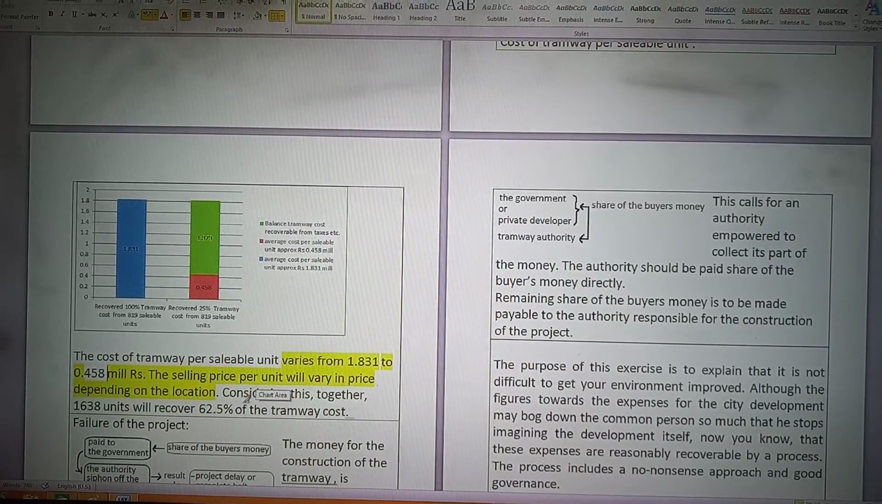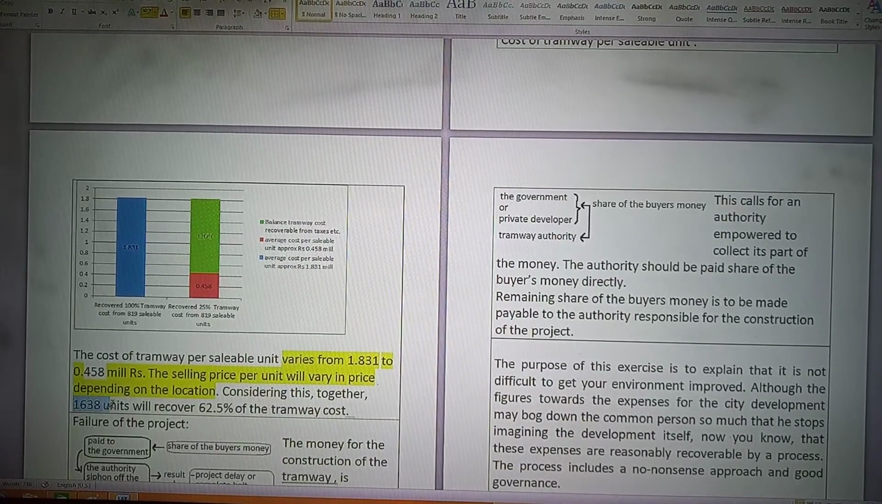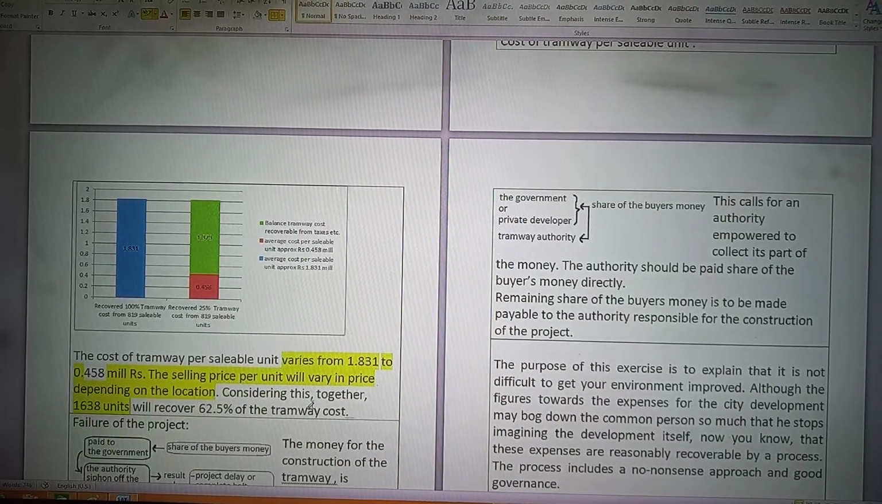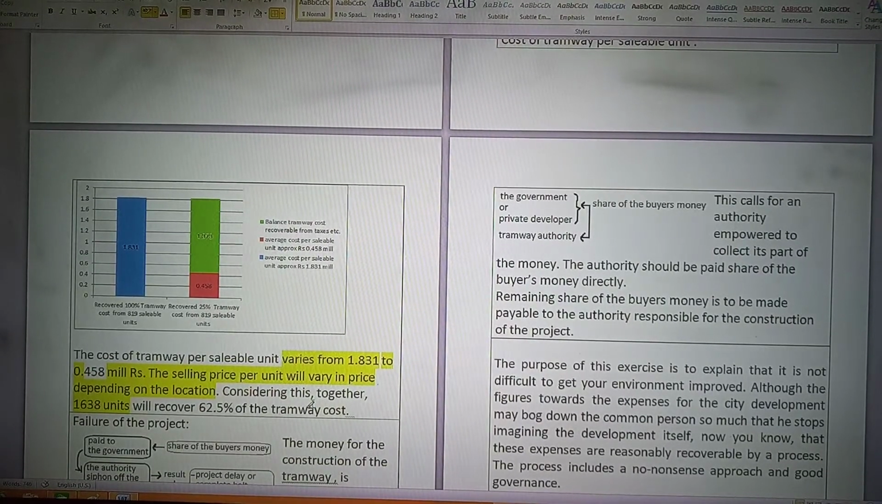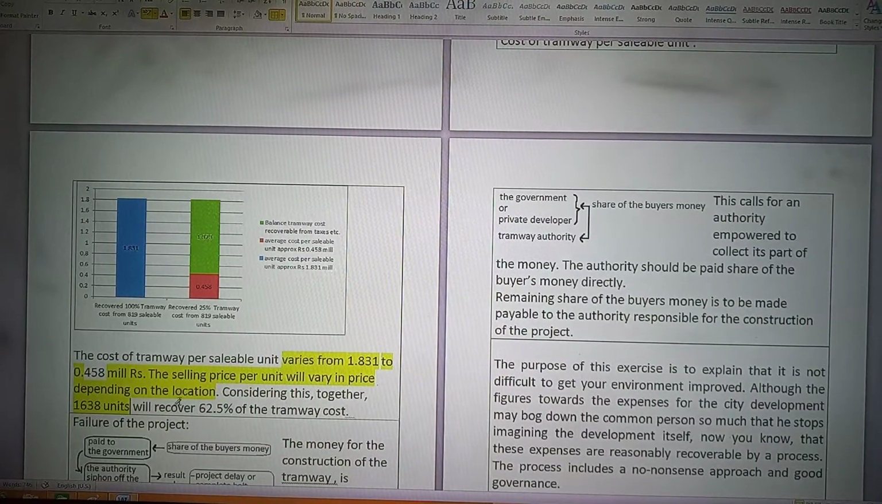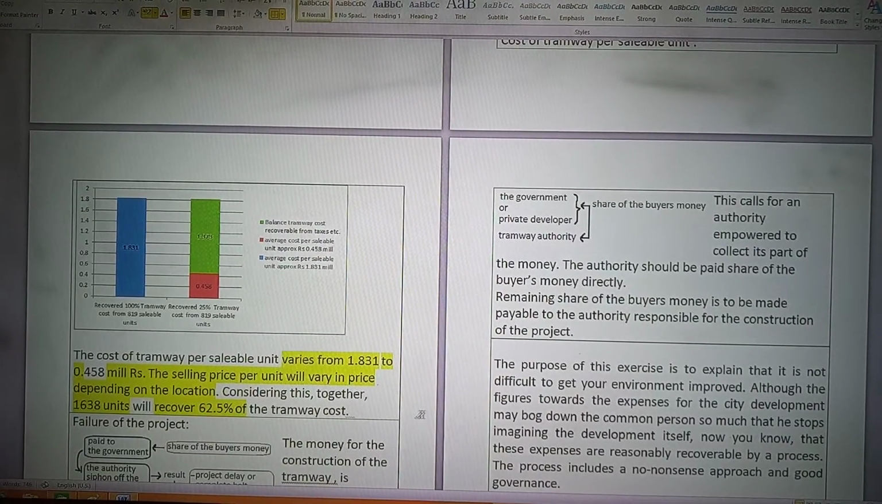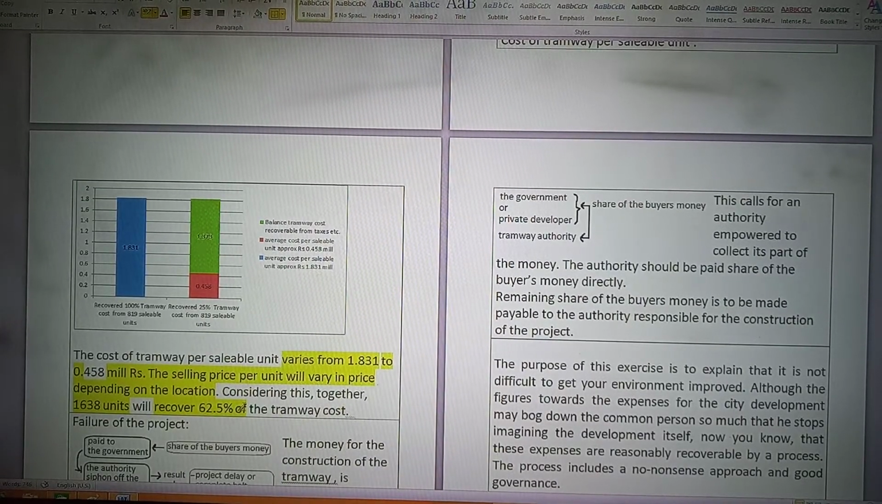Okay, so then there are about 1638 units sold totally. The land area, of course, will be 8 into 2, that is 16 hectares, and together it is possible to recover 62.5% of the tramway cost.